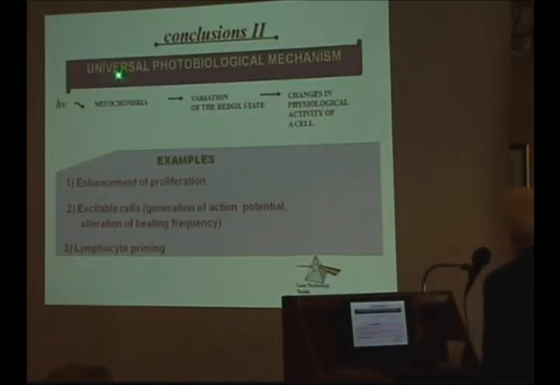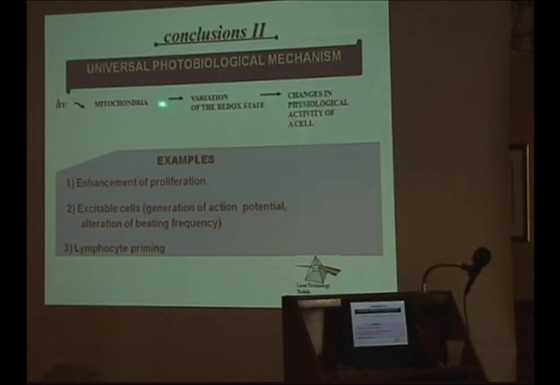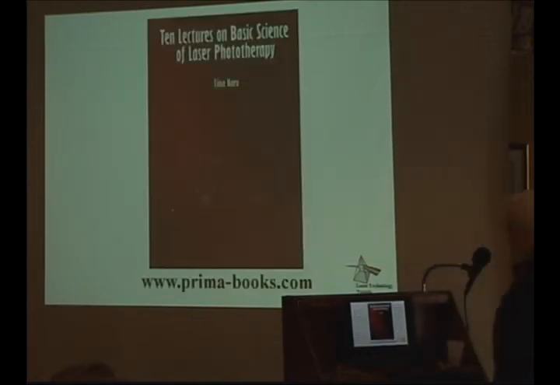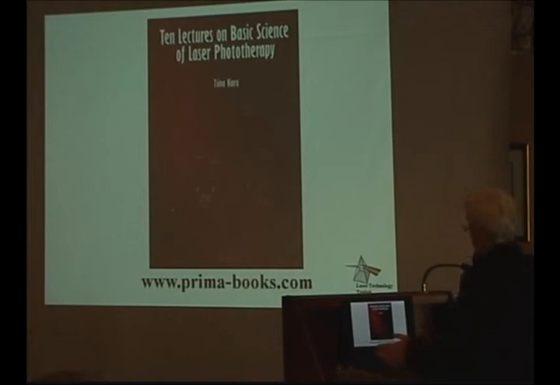And this mechanism: you irradiate, your photoacceptors are in mitochondria, you get variation of redox potential, the redox state of cells, and this causes changes in the physiological activity of cells. I spoke about proliferation, and some examples about excitable cells and lymphocyte priming as well. And I have written 3 books on this topic. This is the last one. You can buy it on the internet, and it explains all those things and much more. And there are clinical examples and so on.